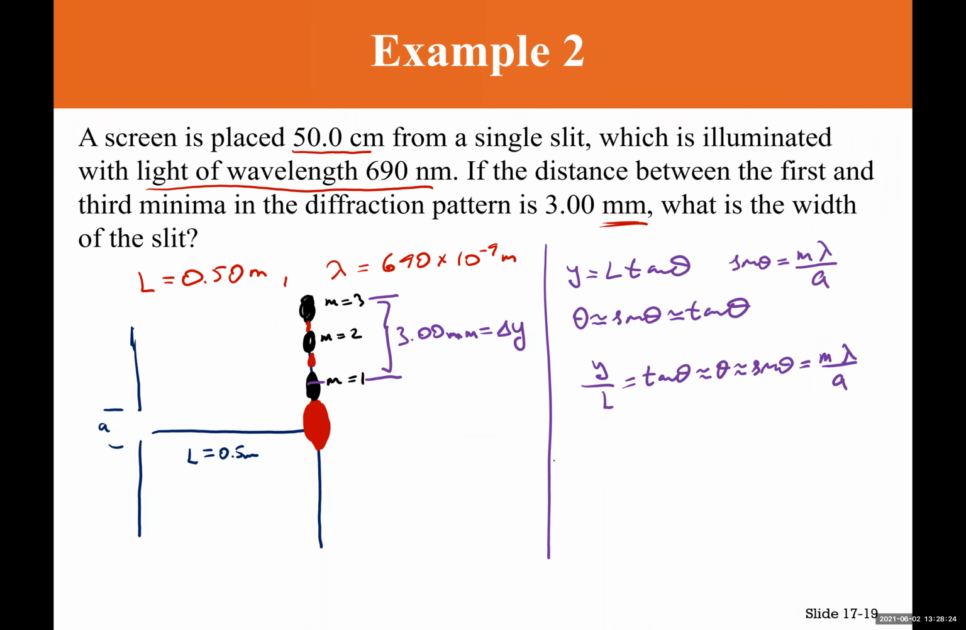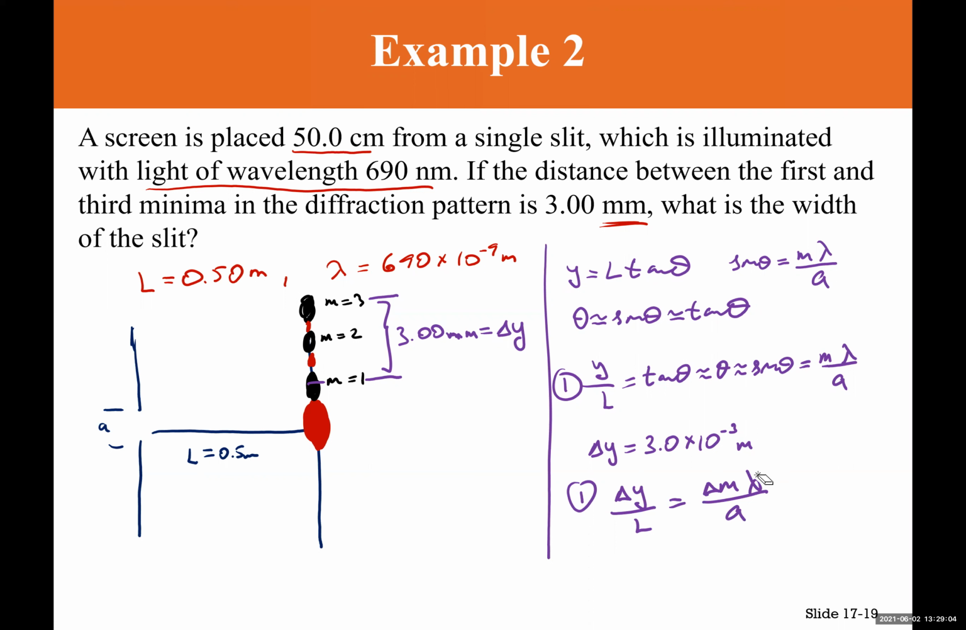Now we are given that delta y equals 3 millimeters, which means it's 3 times 10 to the negative 3 meters. Okay. And if I come back to this equation, let's call this equation 1. So my equation 1 says y over L equals m lambda over a. So what I can do here is say that delta y over L equals delta m times lambda over a.